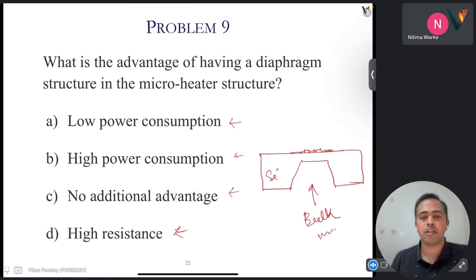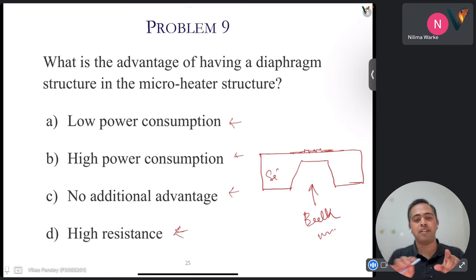Low power consumption is the correct one. But high resistance will also be an advantage here. If we are talking in terms of a heater, having a high resistance is something that helps a heater. If it has high resistance, it will give more heat as output, right? That is why high resistance, in the case of a heater, is an advantage, but it is not due to the diaphragm. So low power consumption is the right answer.